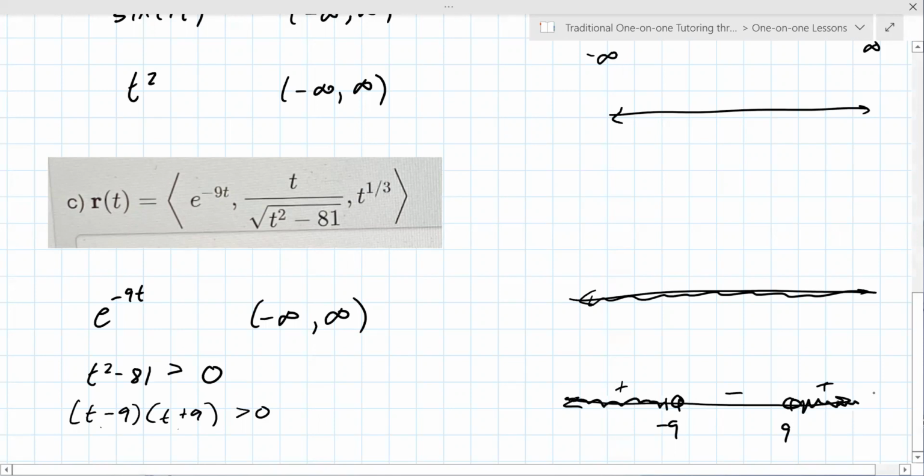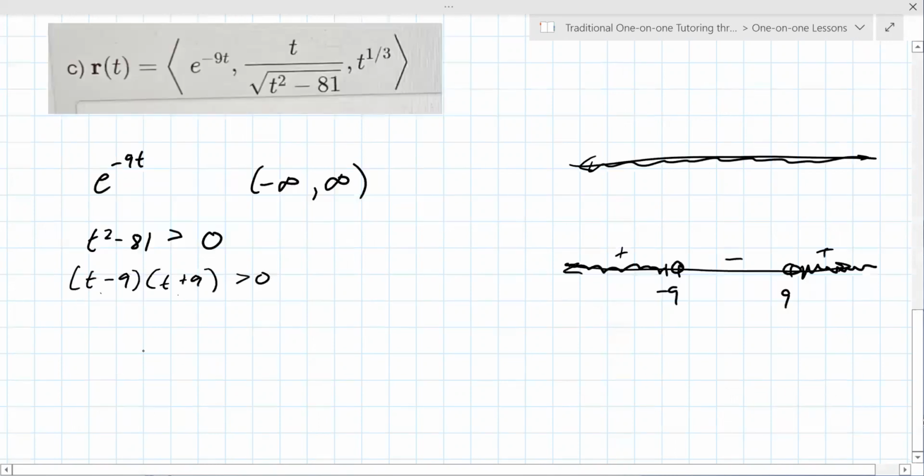Okay. And then the last one, t to the 1/3, it's the cube root of t. It has no restrictions.